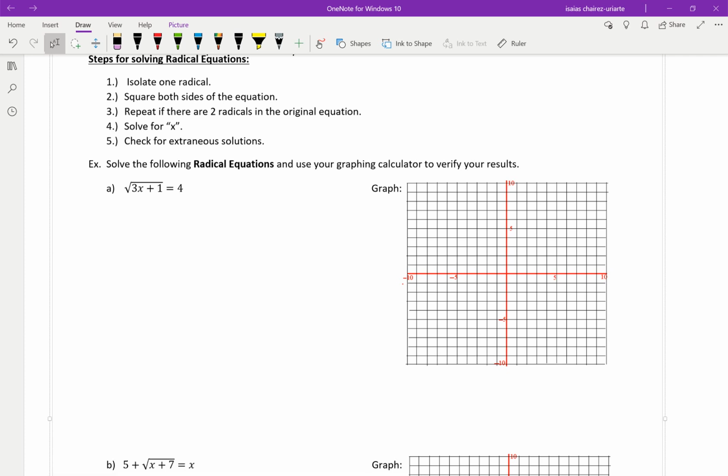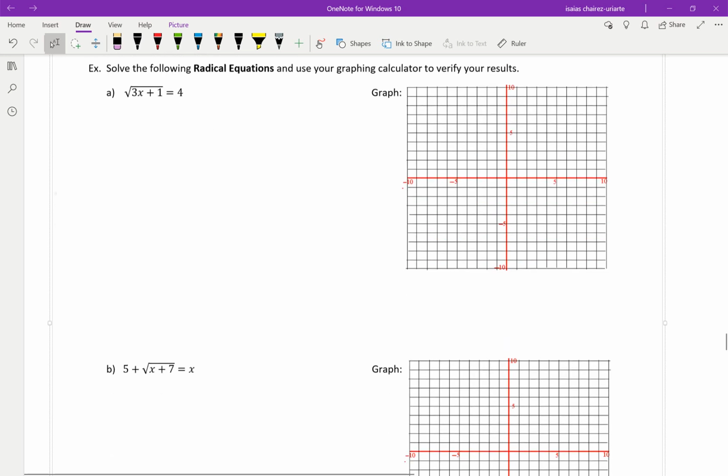All right, so let's dive right in. Let's begin with these first two. Pause the video and see if you can solve these equations, and we'll deal with the graphs at the end. Okay, so hopefully you found some solutions, and now we're just going to compare our answers.